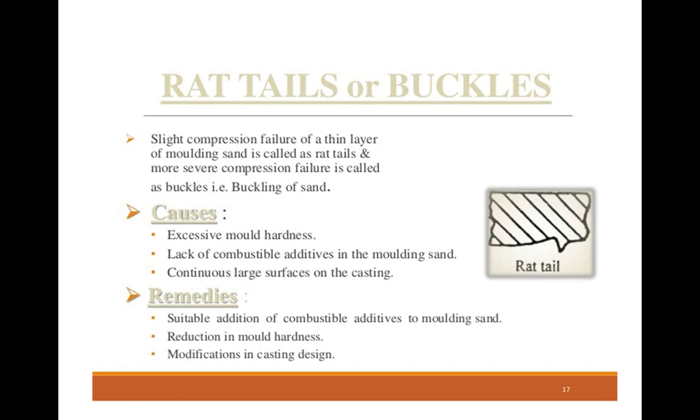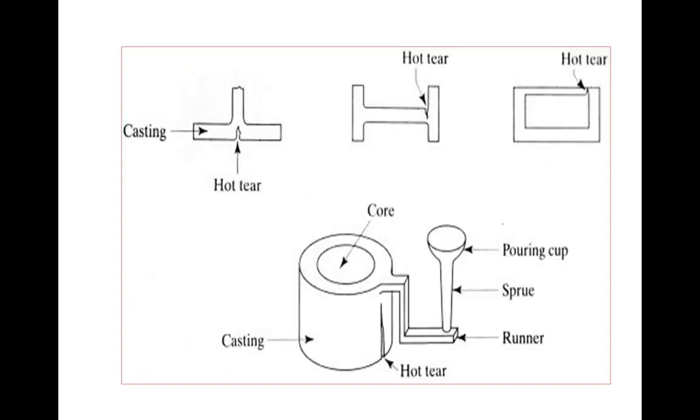Rat tails, these are also casting defects, or buckles. It is a type of defect you observe after solidification of the cast product, called a rat tail. Some precautions must be taken so that you can avoid these casting defects.